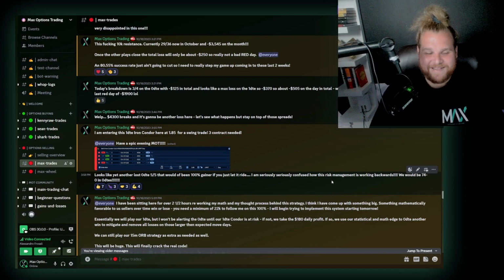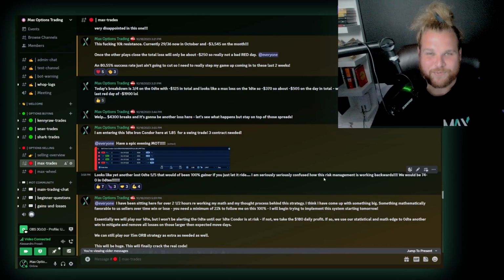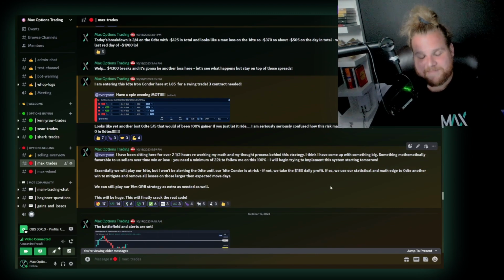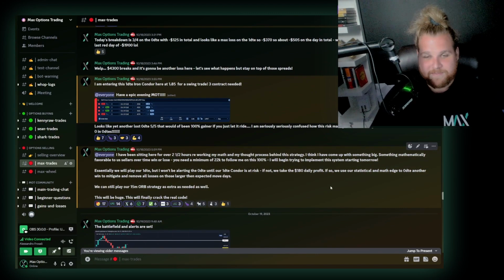So I'm seriously confused how this risk management is working backwards for me. It was just like you get punched in the face and then it's like, let me come here and punch you one or two more good times. So I was sitting in this day. I remember this day. I was just sitting there reworking the math and the thought process. And I've come up with something big for a seller.